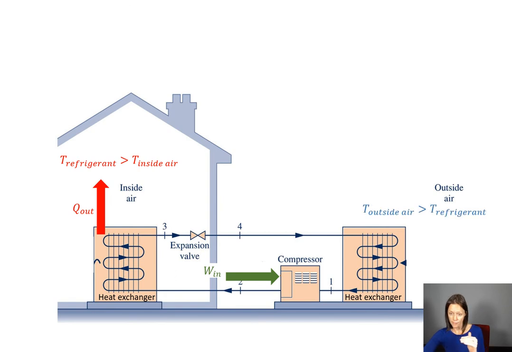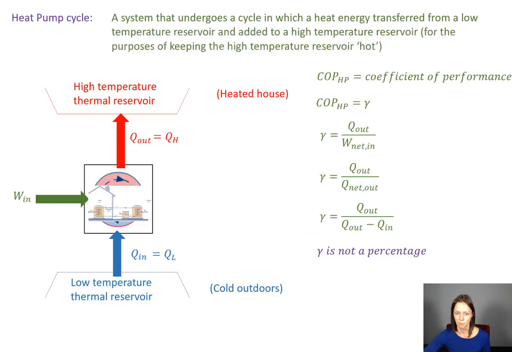And once it gets to this heat exchanger on the right there, the temperature of your outside air is higher than the temperature of your very much cooled down refrigerant, and so heat goes from the outside air into the refrigerant, and the cycle repeats itself. For our purposes, we're not really concerned about those individual steps, but I just wanted to give you an idea of what's going on or what might be going on inside that black box.